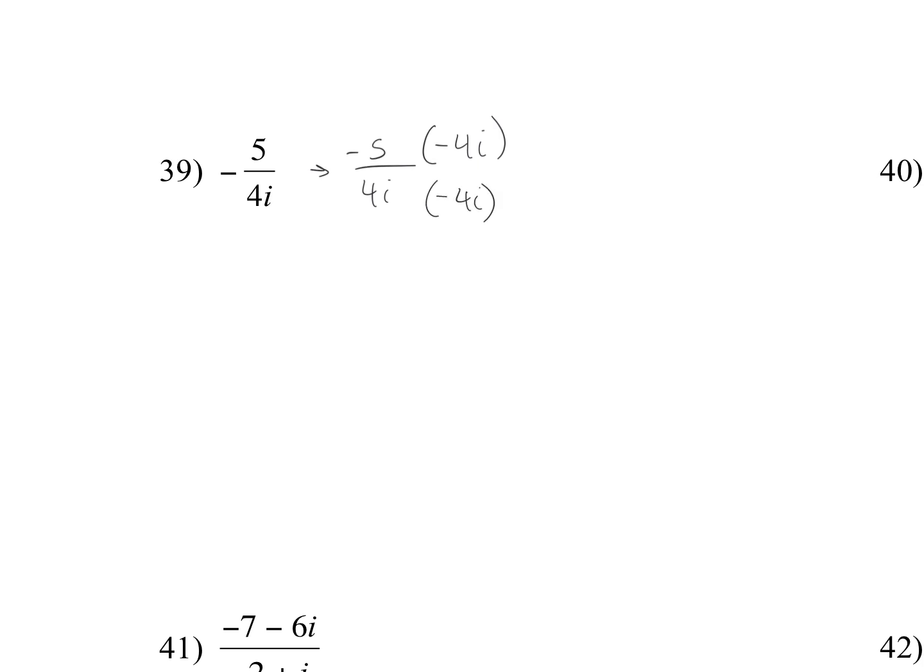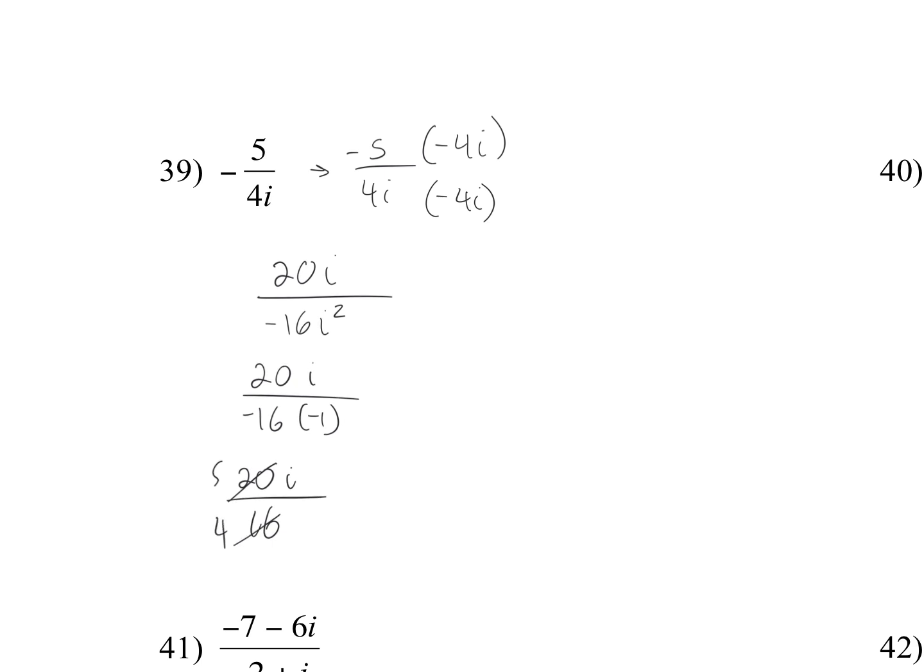So then I can go ahead and say, well, this top one is going to be 20i. The bottom is going to be negative 16i squared. So this becomes 20i, negative 16 times negative 1. So that is 20i over 16. And again, this is all divisible by 4. So this becomes 5, this becomes 4. And our final answer is 5i over 4.